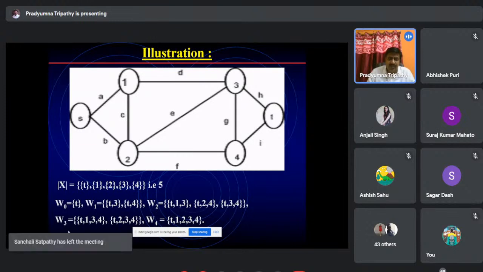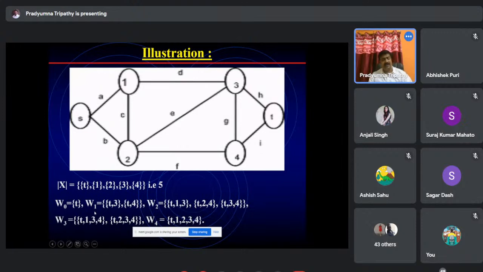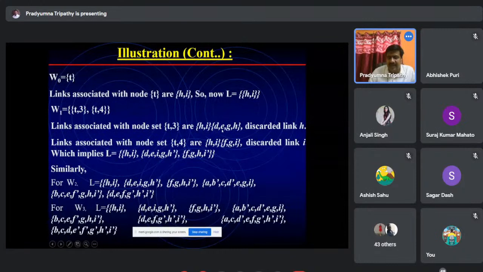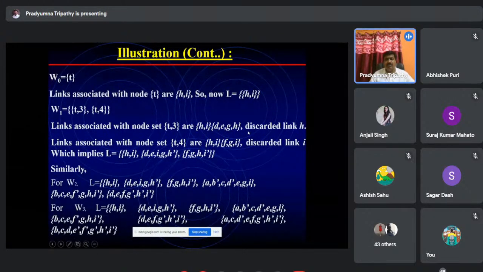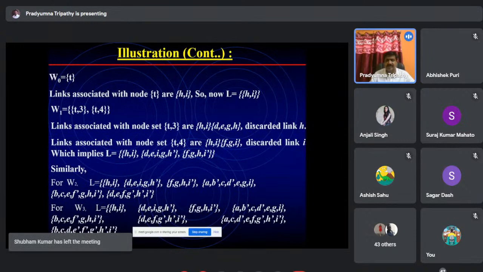Exactly in the same manner, we will generate for W3 and W4. So we have generated the node sets for each of these categories. For T3 they are DEGH, and for T it is HI and DEGH. What is common over here? The common one is H. The common link will be discarded. So we are left with D, I, E, G. H is actually discarded, so we'll take it as H bar. DEGH H bar. I hope it is understood.